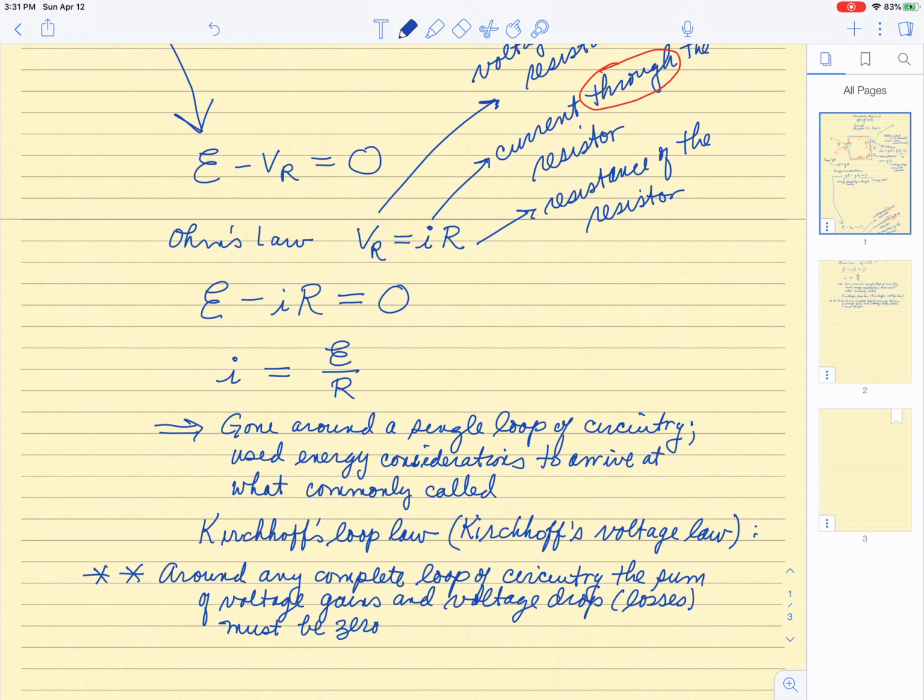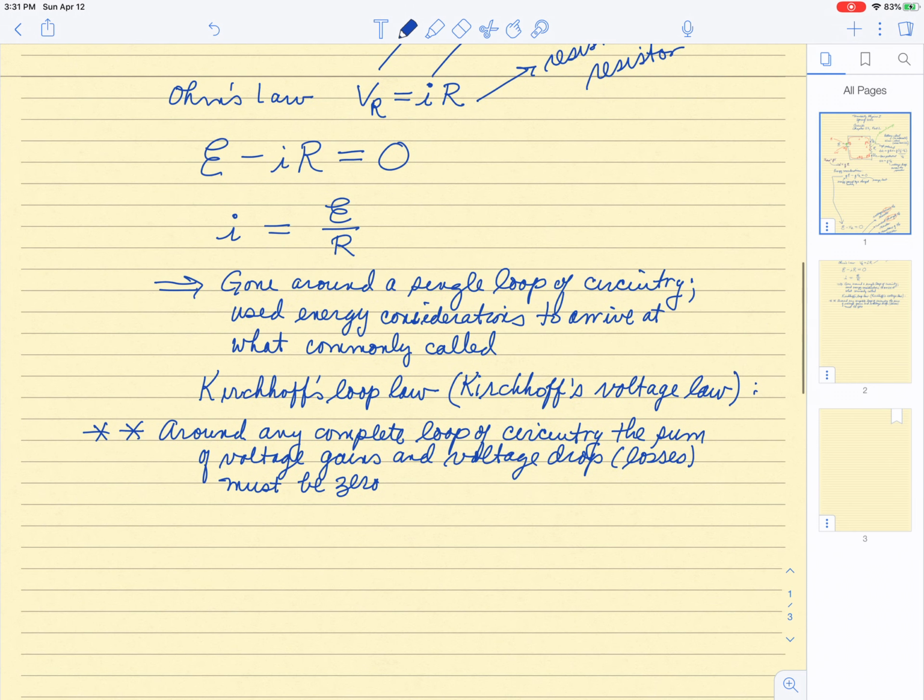So let's end this one here, and then I'll pick it up from here, talking about the internal resistance using what we've just learned. Okay? Awesome. See you soon.